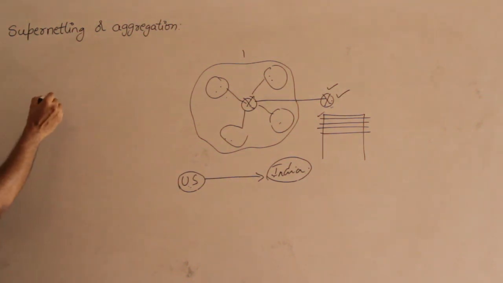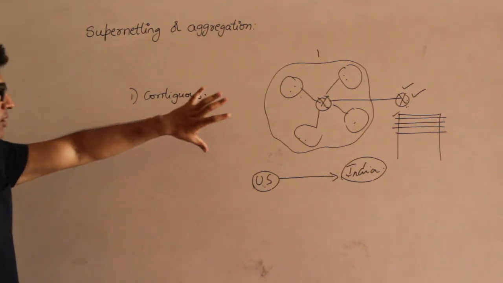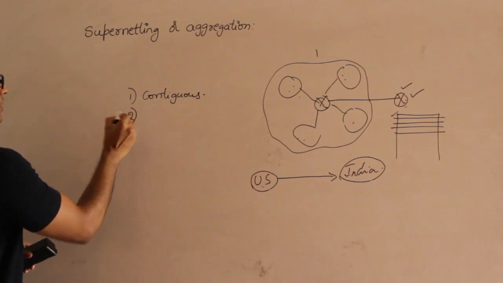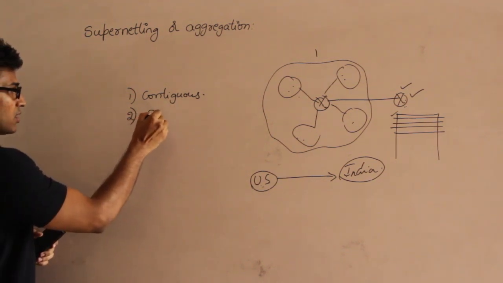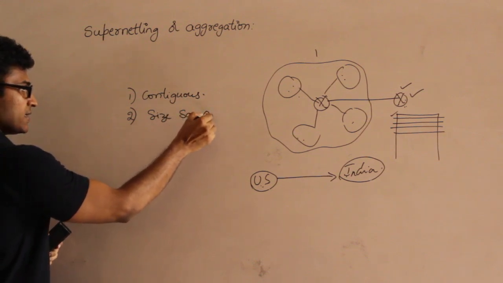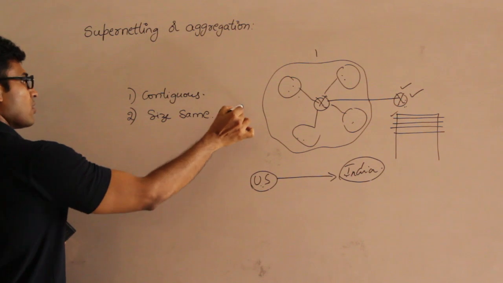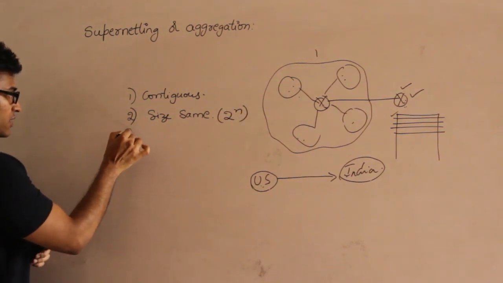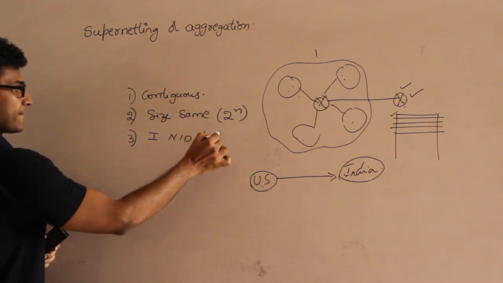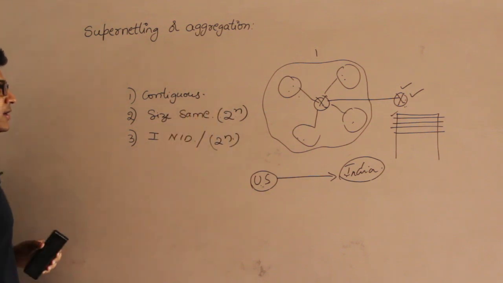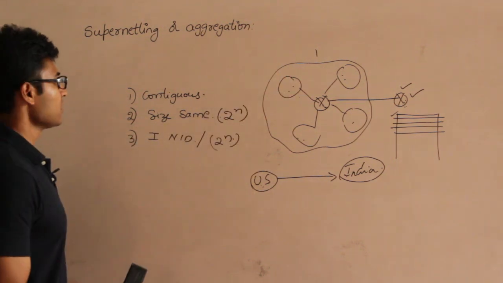If you want to aggregate networks, the first thing is all the networks should be contiguous, which means the network IDs. The second thing is the size of all the networks should be the same, and moreover they should be a power of 2. And the third point is the first network ID should be divisible by the size of the block, which means the total number of IP addresses in all the networks.